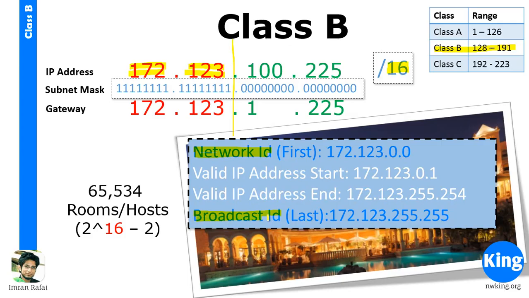So broadcast ID is nothing but 172.123.255.255. Valid IPs are between 172.123.0.0 to 172.123.255.254. How do we know how many IP addresses are valid? We use the same formula. So the number of host bits is 16. So 2 to the power 16 minus 2 is 65,534. Now that's a very big number.